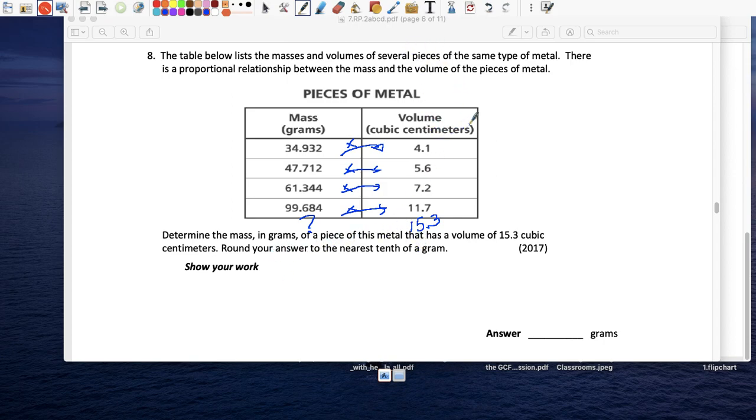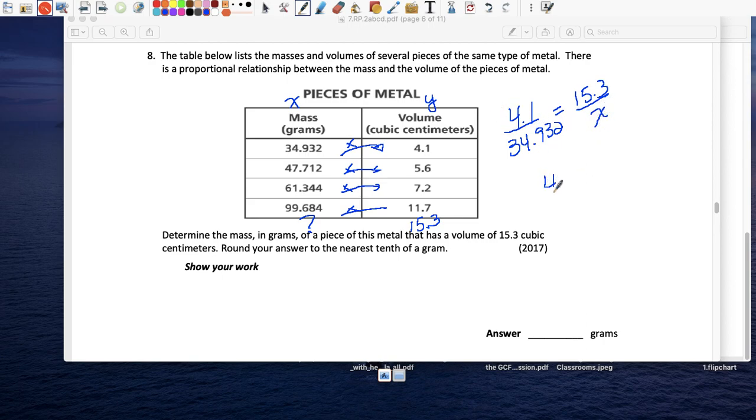So we can simply use a proportion. Let's call this Y, let's call this X. We can call that 4.1 over 34.932. The ratio of that is going to be the same as the ratio of x over 15.3, and that's the number we're missing.